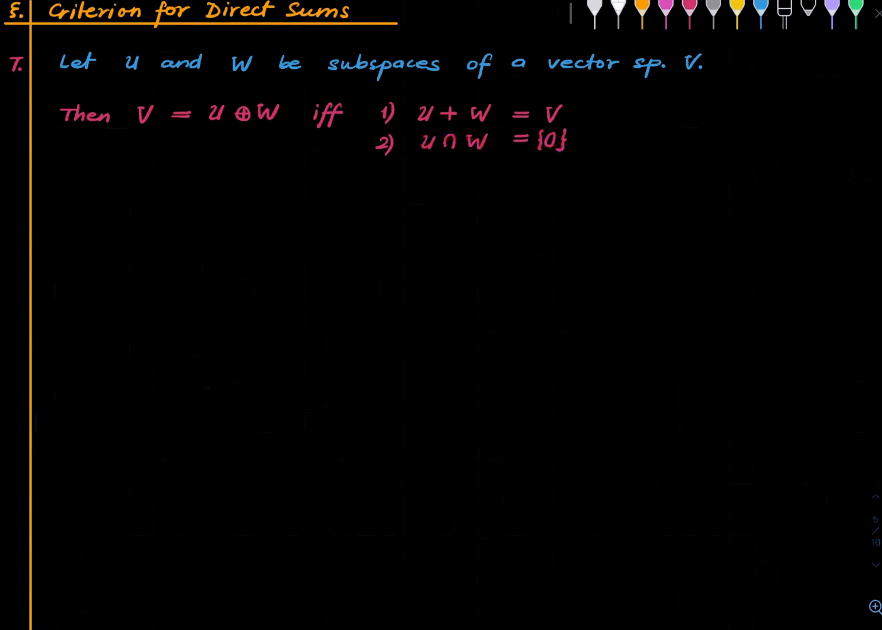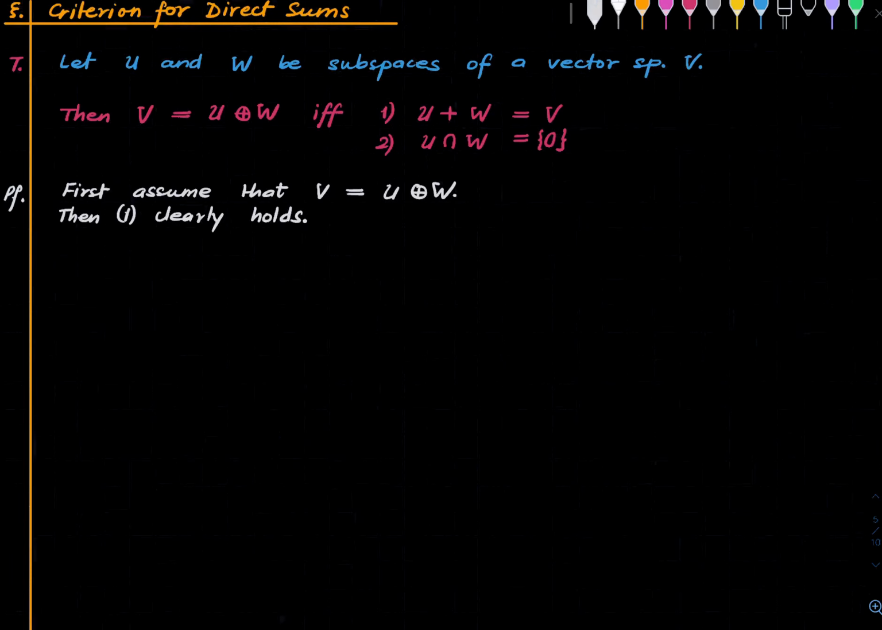So let's prove this. Very easy to prove. There are two directions to the proof. First, assume that V is the direct sum of U and W. So assume this. Then we need to prove 1 and 2. But 1 clearly holds, immediate from the definition of direct sum. Let's argue 2. So suppose for 2, suppose we have some vector in the intersection. We want to show that V is 0.